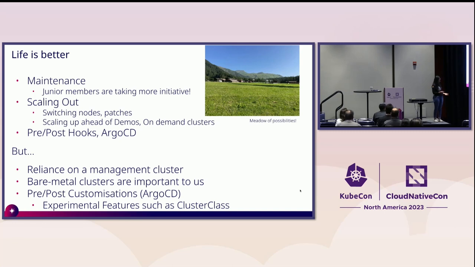Second point here is to say that bare metal clusters are very important to us, but also OpenStack support and some of this tooling could be a bit better, especially in the research and academic community. Not all of us have the luxury of public clouds available to us, and we're often working with on-prem resources. So that's something which is important to us. And last thing here to say is that experimental features of ClusterAPI, such as ClusterClass, are something that we're quite keen on. So if somebody has used that, especially in production, we'd love to hear your experiences.